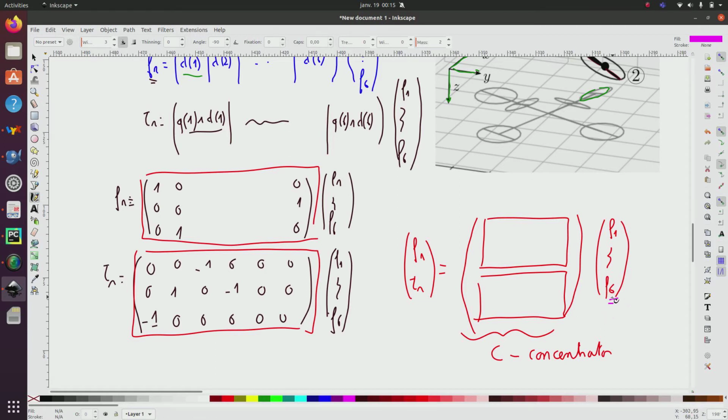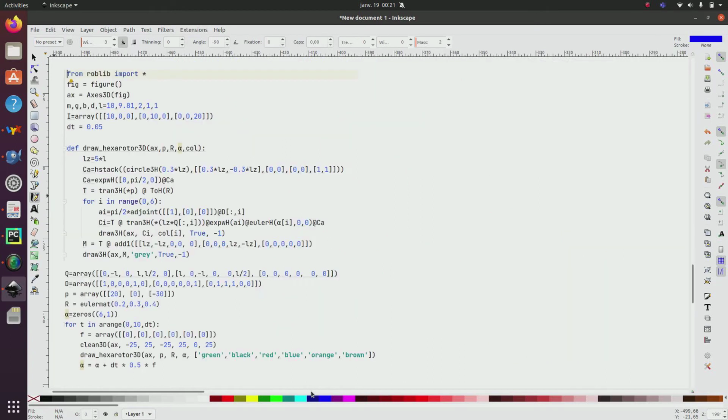It's interesting to have 6 propellers because here I have something of dimension 3 plus 3. So if I want to have a square matrix, which is comfortable, I need at least 6 propellers. If I put more, it can sometimes be interesting to avoid having some direction where I can get more power. In this case, I will say that the robot is redundant: I have more actuators than degrees of freedom.